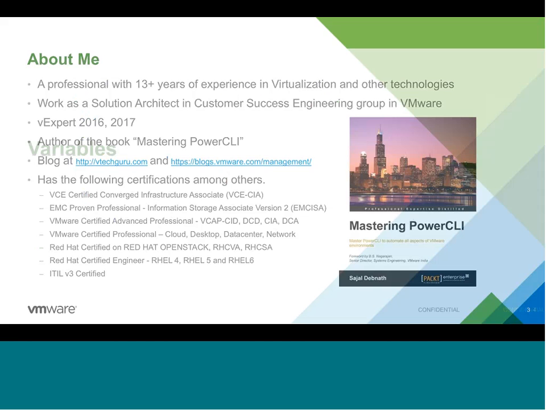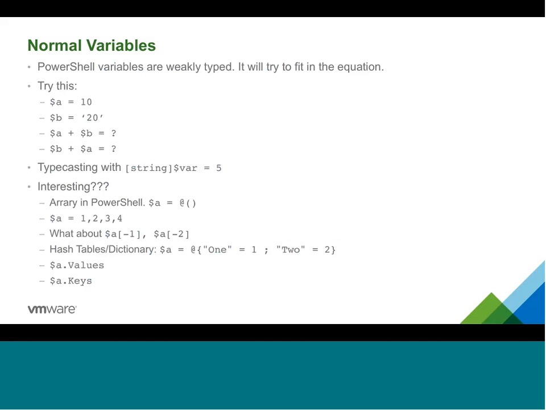Saying that, let's start with the variables. Variables in PowerShell you don't need to specifically type. That means it's weakly typed. If you say $A equals 10, it says okay, this is an integer, and if I can store a string into it, I can store an array into it, or something else as well. It will try to adjust accordingly.